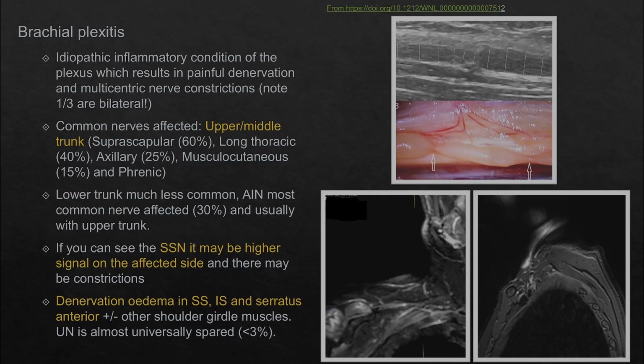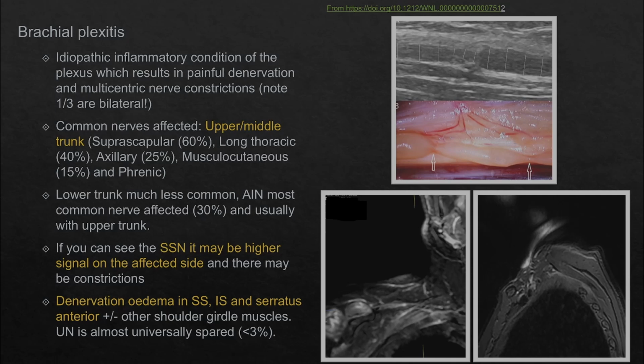Brachial plexitis, or Parsonage-Turner syndrome as it is sometimes known, is a kind of idiopathic inflammatory condition of the plexus, which is probably a post-viral type condition or autoimmune related. Clinically, there's a painful denervation of the shoulder girdle, and it's associated structurally with multicentric nerve constrictions.